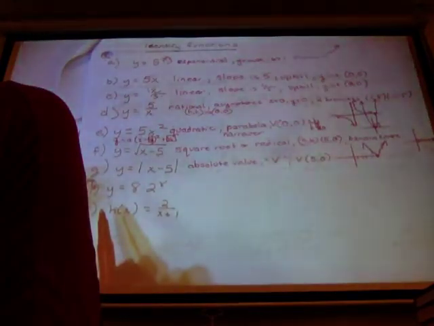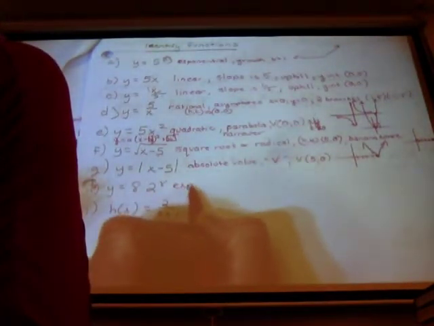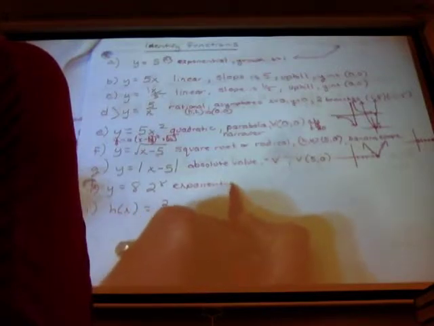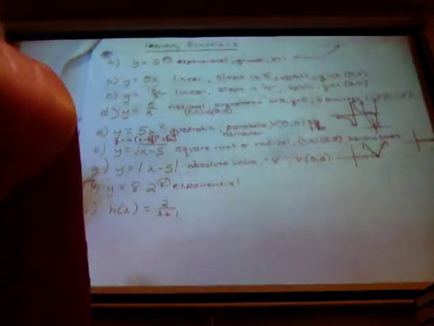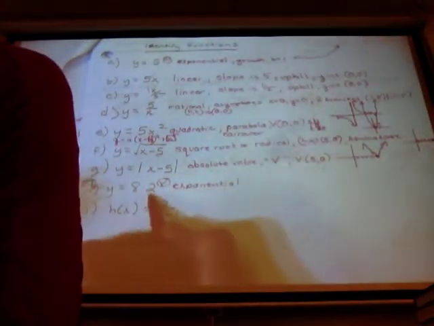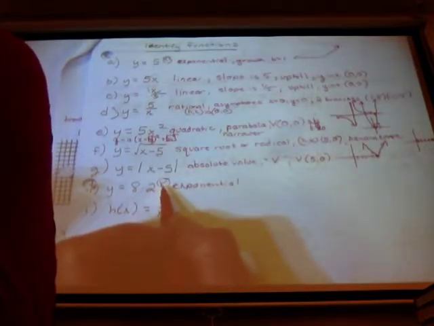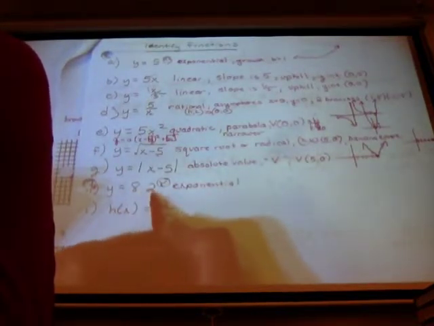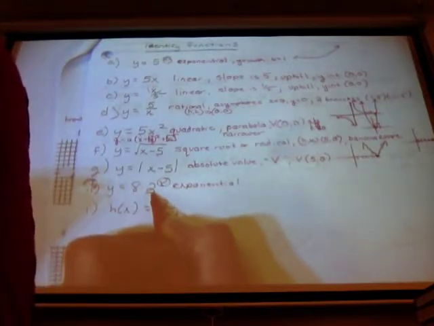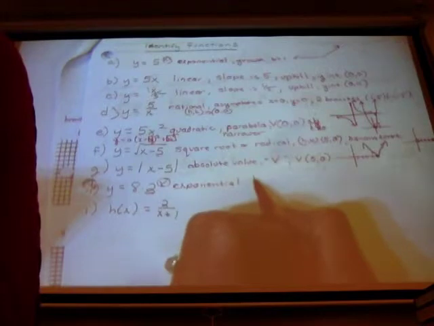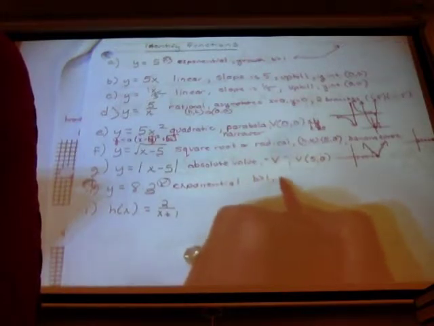Okay, Eric, what is this one called? Exponential. And why is it exponential? The variable's in the exponent. Is it going to be a growth or a decay? Why would it be a decay? What's my base of the exponent? Isn't it greater than 1? So it's greater than 1, so it is a growth.